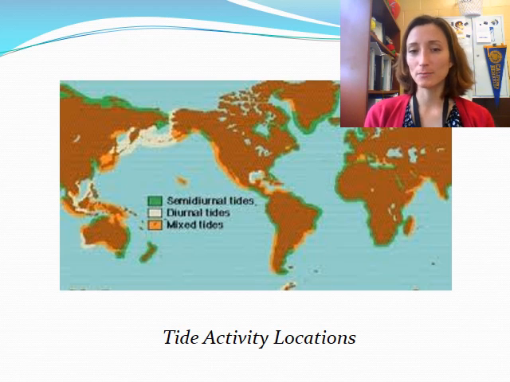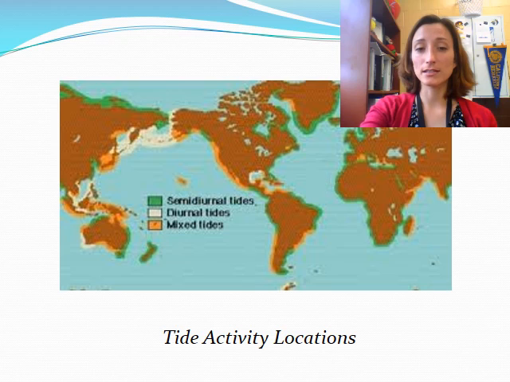Here's a map that can be a helpful reference. You can wrap your head around where you're seeing these types of tides. Again, as you look around the entire rim of the Pacific Ocean, you see mostly an orange color representing the coastlines there.